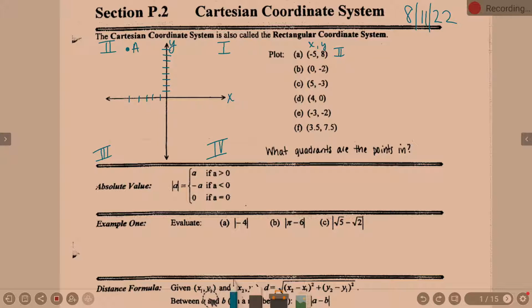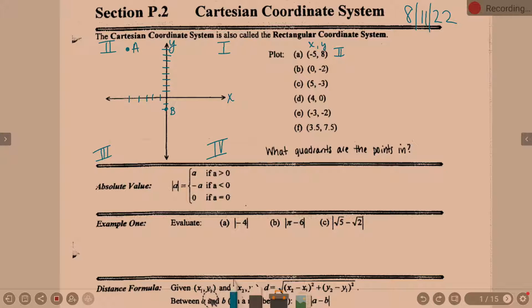Okay, 0, negative 2. How do we graph 0, negative 2? What quadrant is it? No x, you just go straight down. Left to right 0, down 2. I'm going to call this point B. What quadrant is this in? It's on the y-axis.